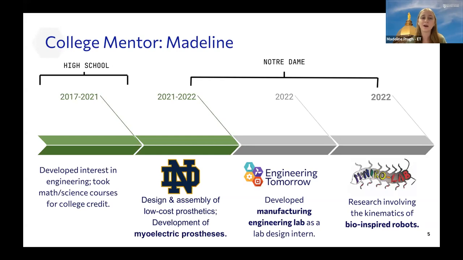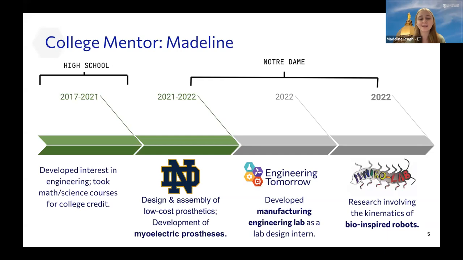So for example, one thing for me was a club called Enable ND, where we design and build low-cost prosthetics. Last year, we had a user who was a four-year-old girl with a limb difference, and we built her a functioning, low-cost prosthetic arm. We 3D printed it and put it together with strings and screws. And then this semester, I'm working with the same user, but we're trying to build her a myoelectric prosthesis.